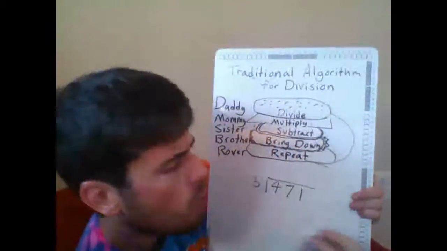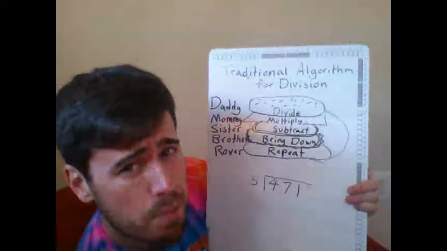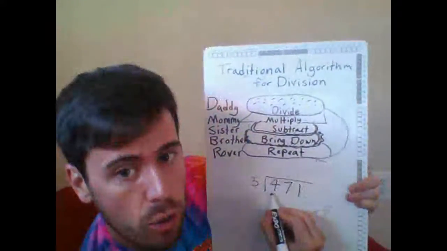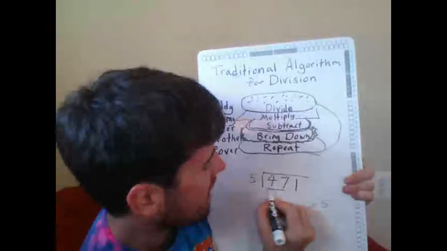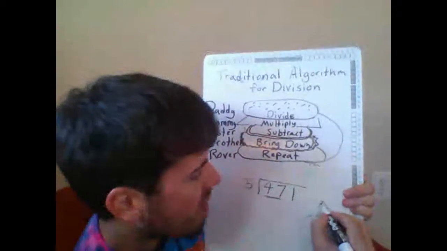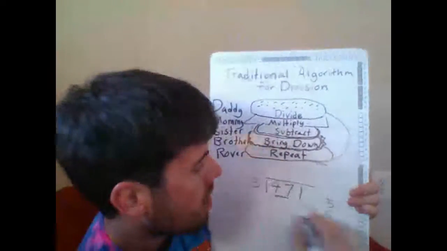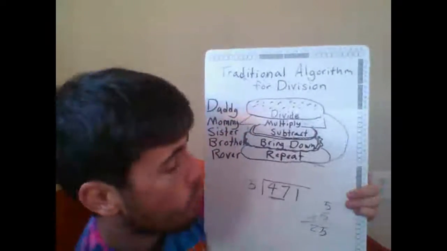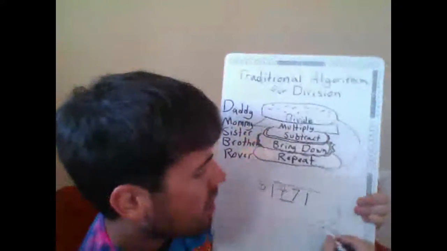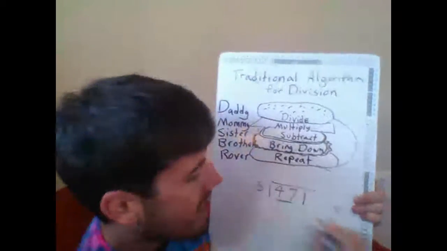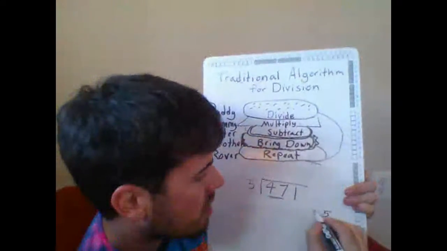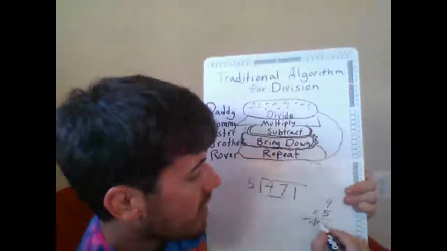And if you're not sure, what you can do is you can try out some products that might get you close. For example, 5 times what gets me close to 47? Let me go ahead and highlight that again. 5 times what gets me close to 47? Well, we could try 5. 5 times 5 is 25. 25 is still kind of far away from 47. Let's see if we can get closer. How about 5 times 8? 5 times 8 is 40. I think we can get a little closer. What about 5 times 9? 5 times 9 is 45.